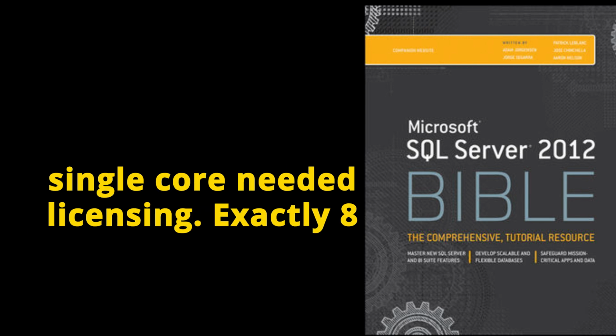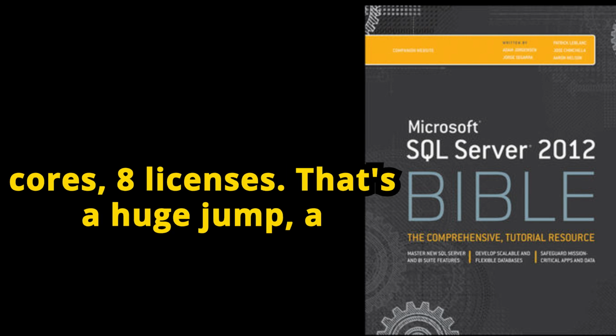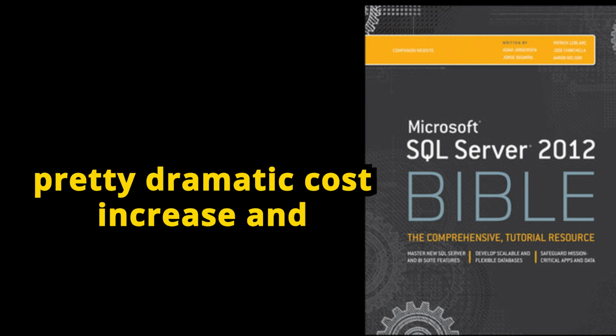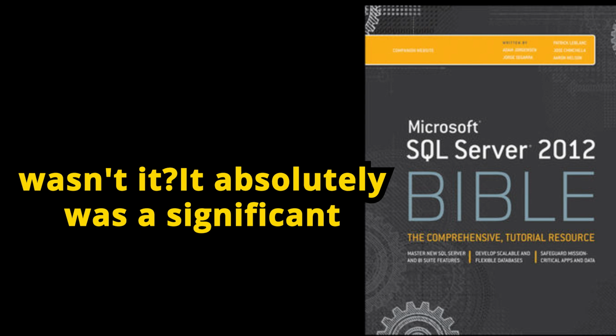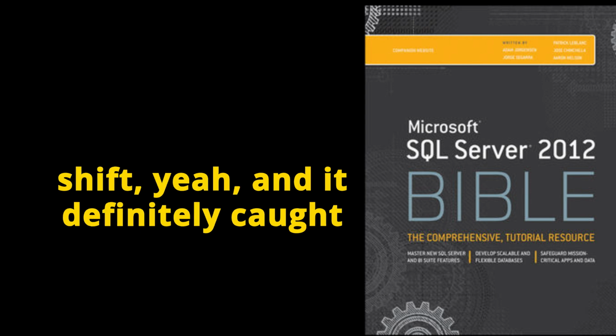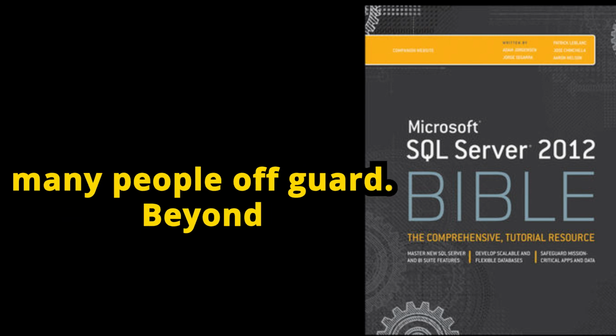Because every single core needed licensing. Exactly. 8 cores, 8 licenses. That's a huge jump. A pretty dramatic cost increase and planning headache for a lot of companies, wasn't it? It absolutely was a significant shift, yeah. And it definitely caught many people off guard.